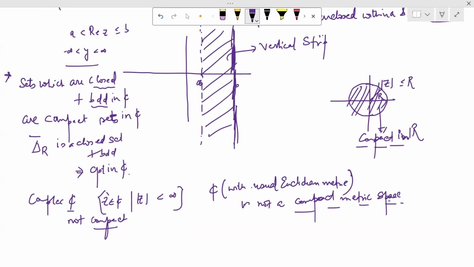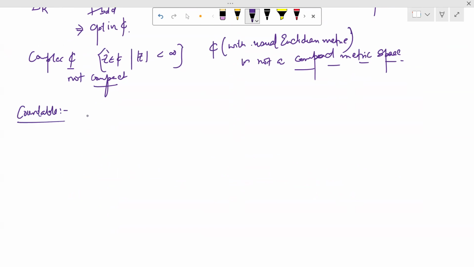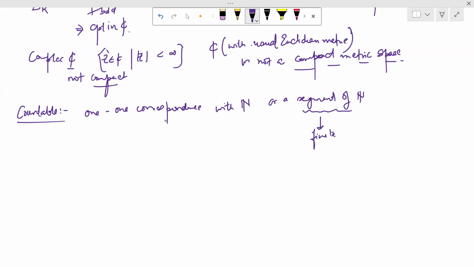Okay, so I hope it is clear. Now a little bit about countable and uncountable, because those are two things that we are going to use again and again. Countable simply means, a very simple terminology I'm giving, that there is a one-to-one correspondence with the natural numbers or a segment of natural numbers. A segment of natural numbers would give finite sets. And if the set has a one-to-one correspondence with N, we get countable sets, and this will be infinite countable.